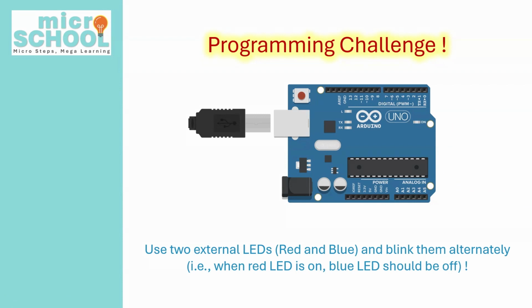And here comes the programming challenge. You need to use two external LEDs, red and blue, and blink them alternately by programming the Arduino board. Drive the LEDs through the Arduino board, say pin number 13 and 12, for example, and make sure that when one LED is on, the other should be off. Blink the LEDs like you did for the single onboard LED. You can post your answers as comments to this video.